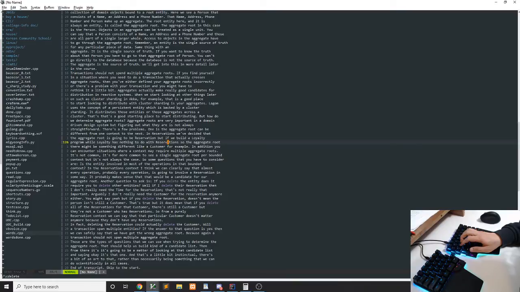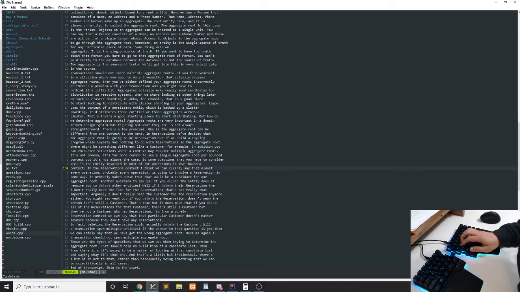Reservation, but if we build a loyalty program, loyalty has nothing to do with the reservation, so for the aggregate root there might be something different, like a customer, for example. In addition, you can encounter a situation where a context may require multiple aggregate roots. It's not common. It's far more common to see a single aggregate root per bounded context, but it's not always the case.